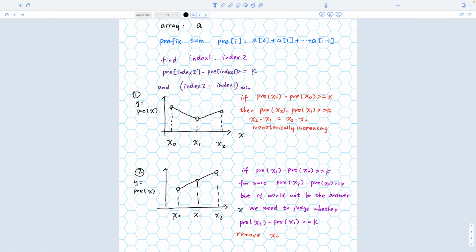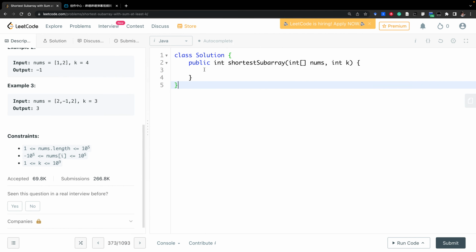So when we find x1 minus x0 can be a result, we just update the result and at the same time we remove x0, because it cannot be used for a potential result anymore. Okay, so based on these two rules, we can maintain a monotonic increasing deque. What is a deque? A deque is a double-sided queue, which means you can offer and pop on both sides. So okay, now we just translate this algorithm into code.